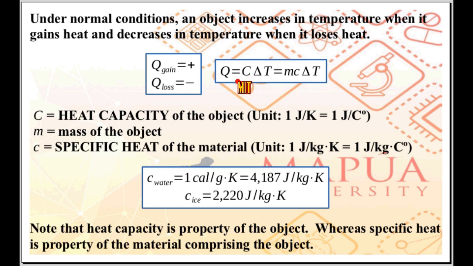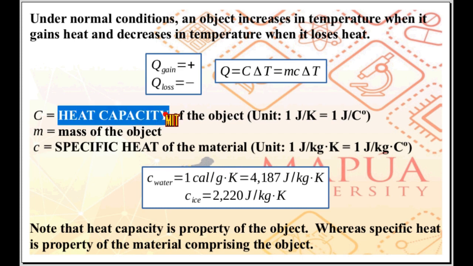Capital C is the heat capacity of the object. Unit is joules per Kelvin or joules per Celsius degree. Again, heat capacity is a property of the object itself. Each object will have its own value of heat capacity. Even if you have two seemingly identical objects made of the same material, object 1 will have heat capacity C1, and object 2 will have heat capacity C2.